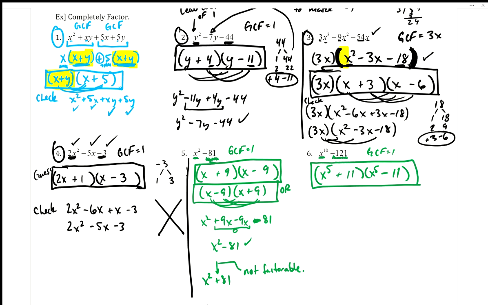I'm going to just box this one. One last check. So x to the 5th and x to the 5th, 5 plus 5 is 10. So that is x to the 10th. X to the 5th and minus 11 is minus 11 x to the 5th. Positive 11 times x to the 5th is 11x to the 5th, just like that. And then positive 11 and negative 11 is minus 121. Just like last time, these become 0. And it is the same as what we started with. Okay, so that's how we can factor.